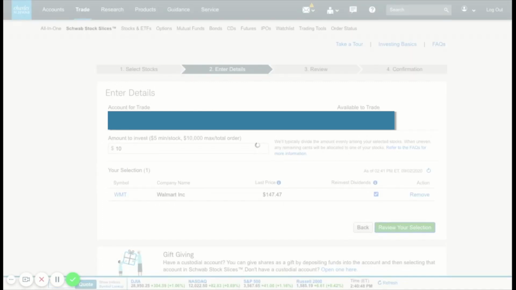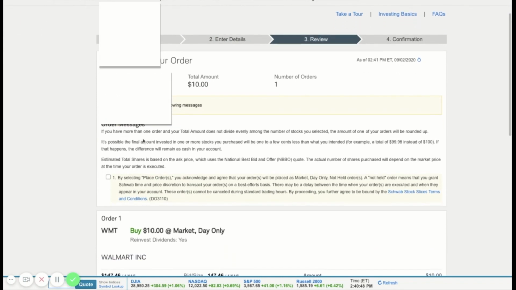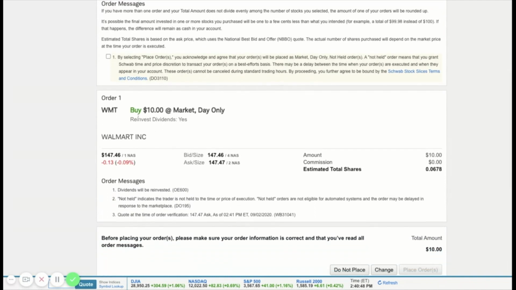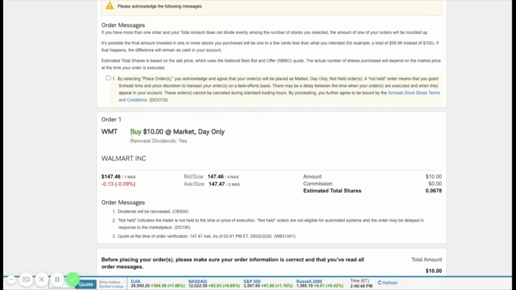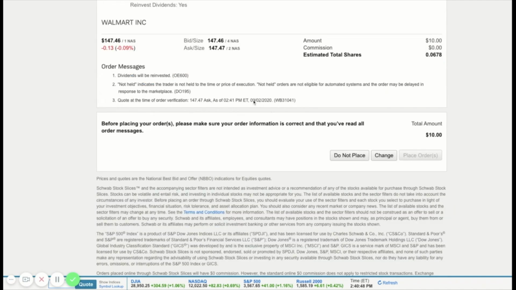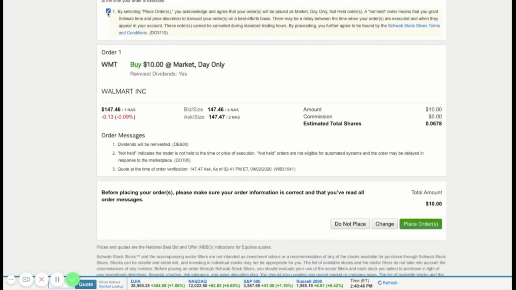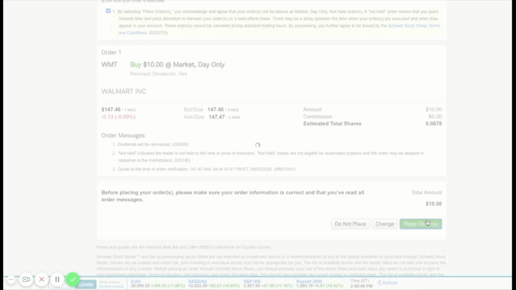Review your selection. It says, please acknowledge the following message. I have 1 or more orders, and it doesn't divide evenly among the stock. That's fine. As it says here, I will get an estimated total shares of 0.06 of a share for $10. I'm doing a market day only. That's fine. And I'm reinvesting my dividends. Before placing your order, make sure your order information is correct and that you have read all order messages. That's fine. I'm placing the order and acknowledge.